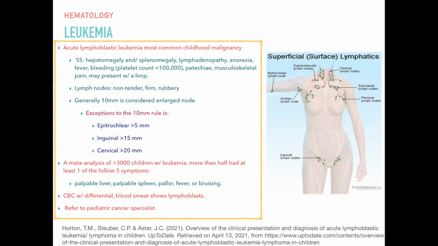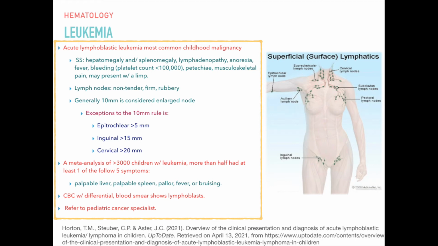Acute lymphoblastic leukemia is the most common childhood malignancy, and they'll have symptoms like hepatomegaly or splenomegaly, lymphadenopathy, anorexia, fever, bleeding due to low platelet count, petechiae, musculoskeletal pain, and they could even present with a limp due to that. For the lymphadenopathy, lymph nodes will generally be non-tender, firm, and rubbery. And the general rule of thumb is that a 10 millimeter node is considered enlarged. There are a few exceptions to that 10 millimeter rule, and they're listed for you here.